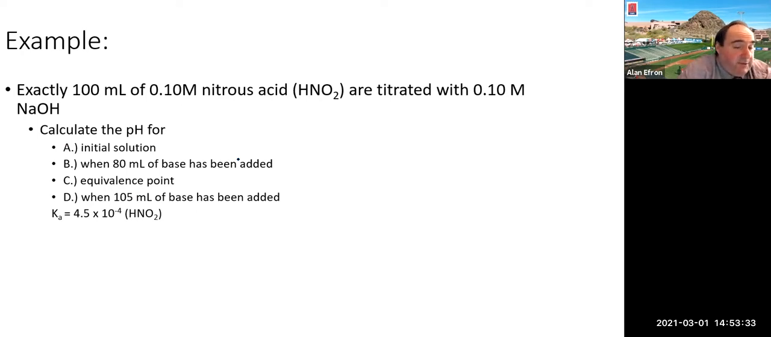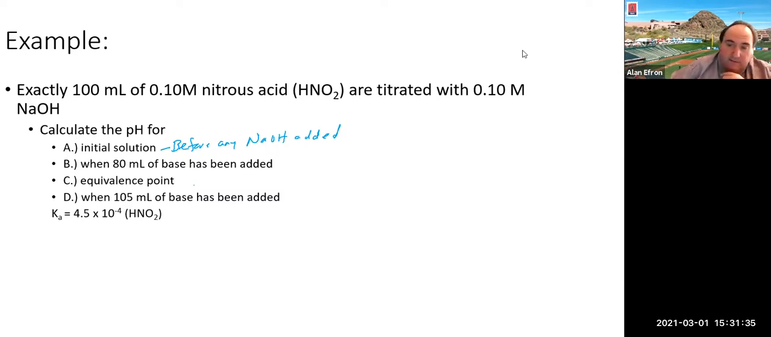This is a titration of nitrous acid with sodium hydroxide. The Ka value is given to you. We want to calculate the pH at four different points: in the initial solution before any sodium hydroxide is added, after 80 milliliters of the sodium hydroxide is added, at the equivalence point, and when 105 milliliters of the base has been added. So what I'd like you to do is, for the next 25 minutes or so, start working on these. I'll open up some breakout rooms. You can work on it together, and then we'll come back and start going through it to make sure everybody's on the right page.